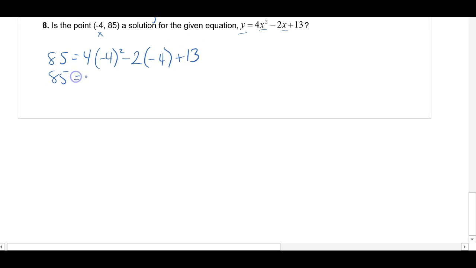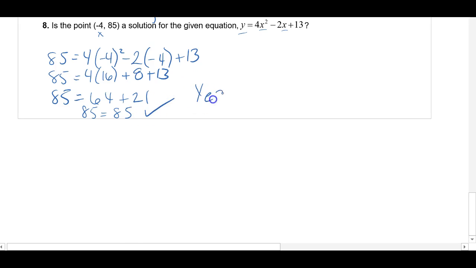So now 85 is equal to 4, and then times negative 4 squared is going to be 16. Negative 2 times negative 4 is positive 8, plus 13. And then 4 times 16, well, that's going to be 64. 8 plus 13, that's going to be 21. And then 85, the 64 plus 21 is 85. So yes, this is a solution because it is equal there at the end.